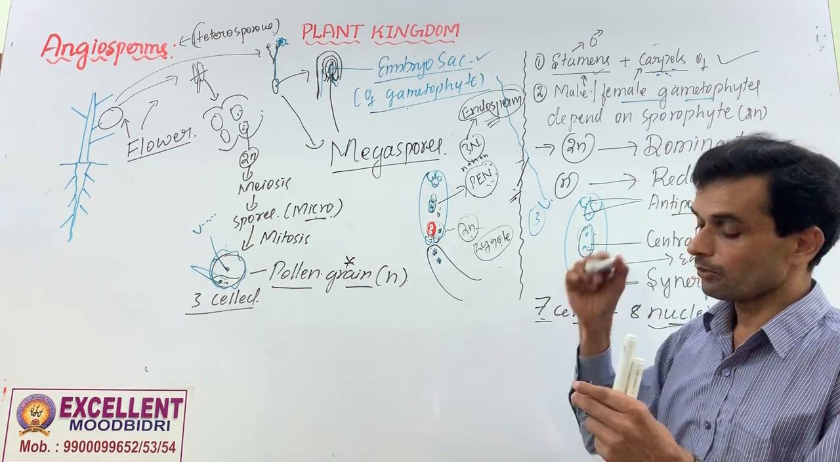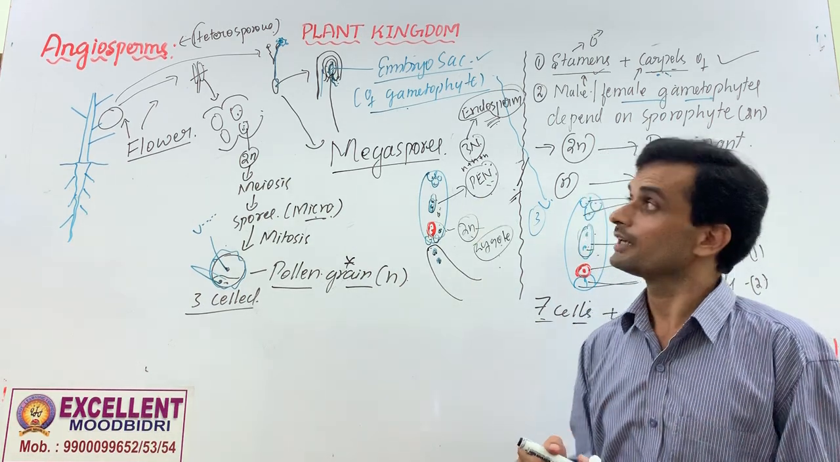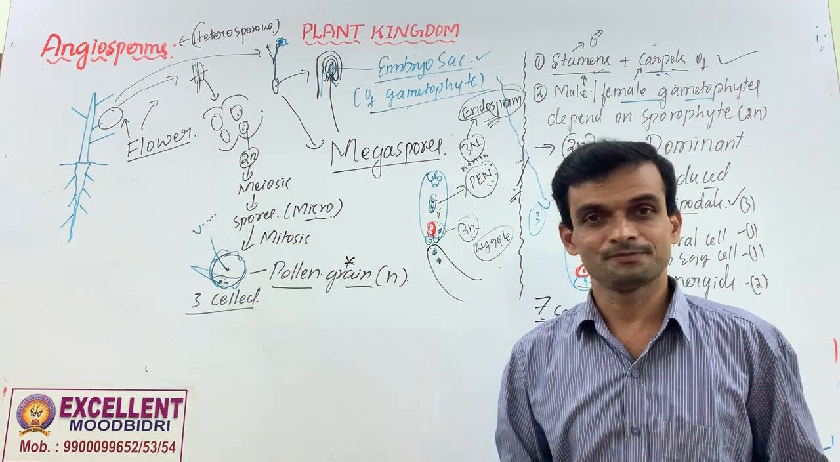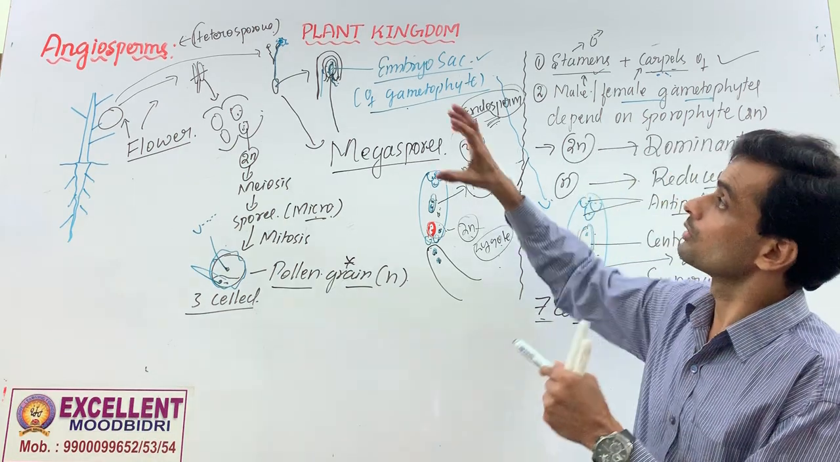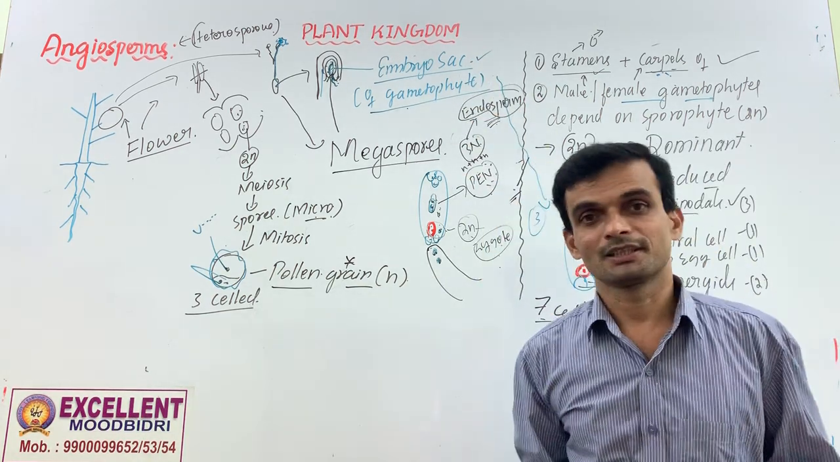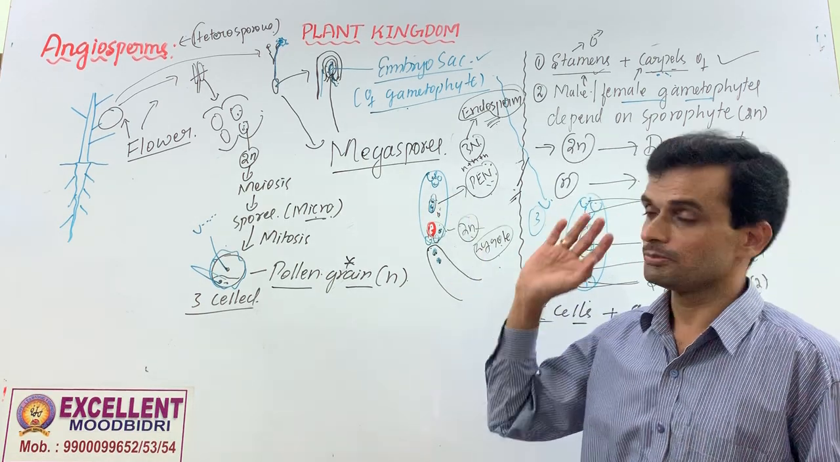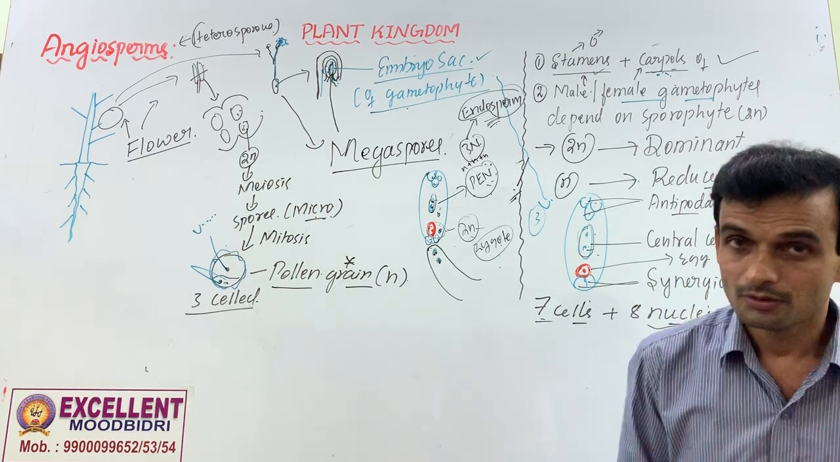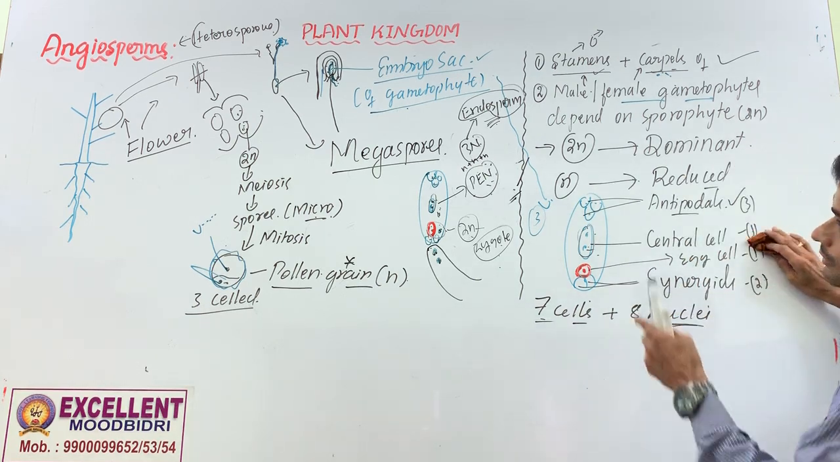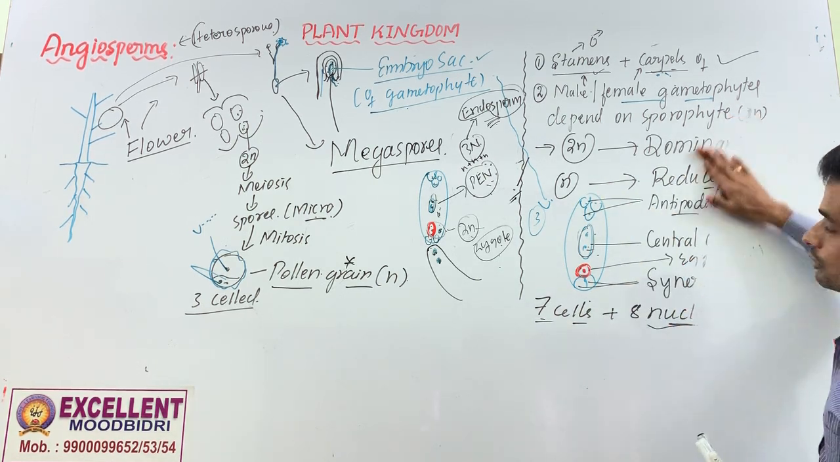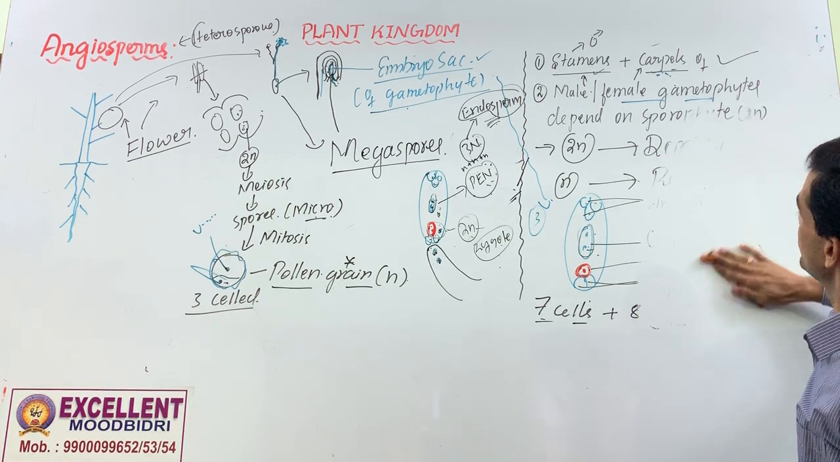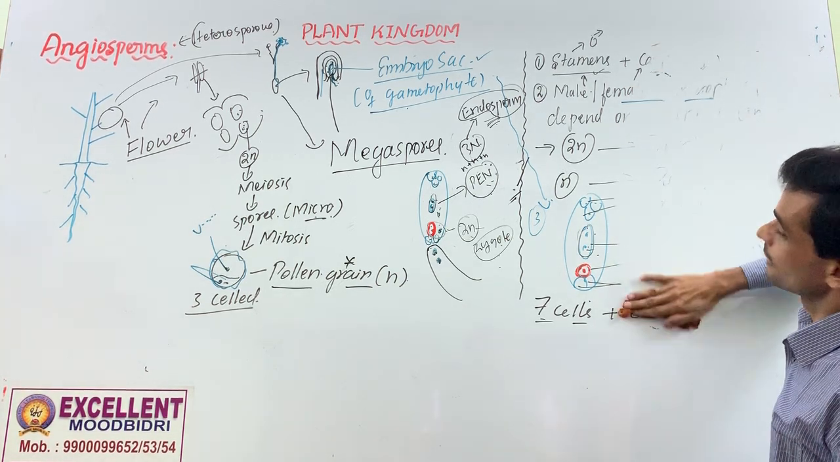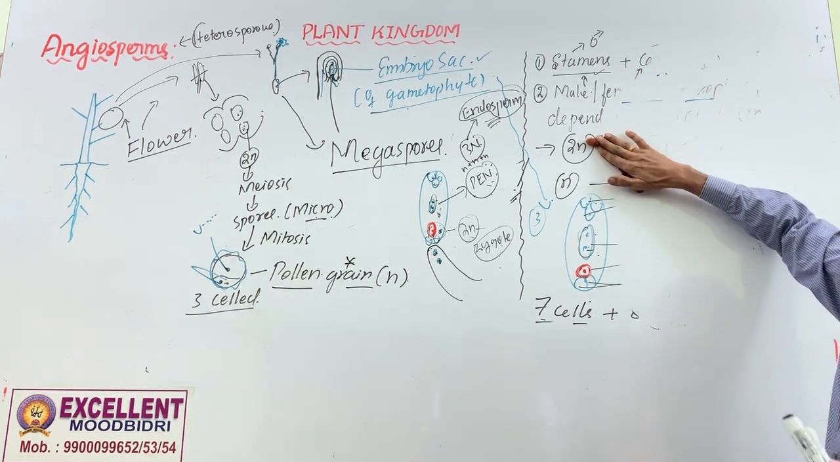They are evolved for pollination. They have advanced xylem and phloem. They are the most evolved group of plants under the plant kingdom, so they are different from gymnosperms. Okay. Having studied these characteristics of angiosperms, we will also study the life cycle in angiosperms.